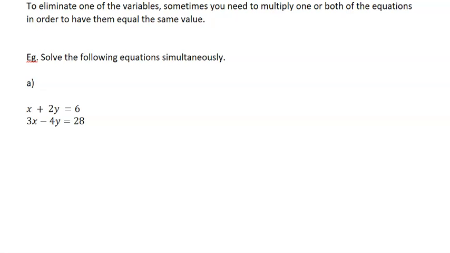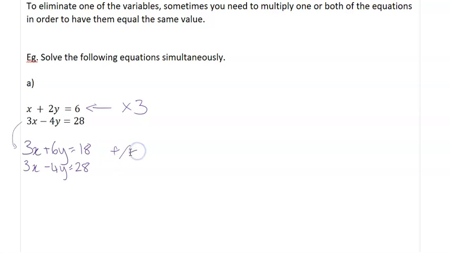If I multiply every term in that top equation by 3, then I'm going to end up with 3x up there, which matches the one down the bottom. So I'm going to go and do that. I'm going to say x times 3 is 3x, then positive 2y times 3 is positive 6y, and 18. Now that I have that, I'm going to put this one underneath as it is.